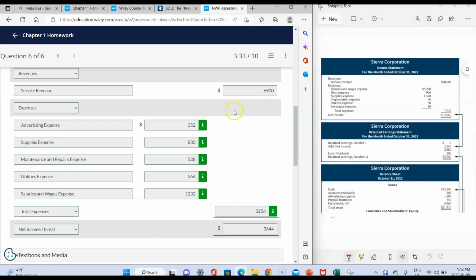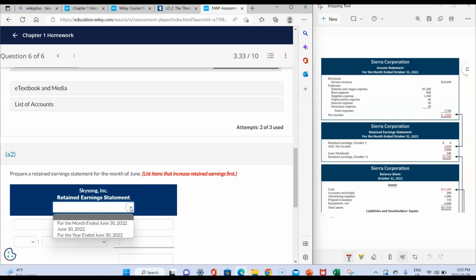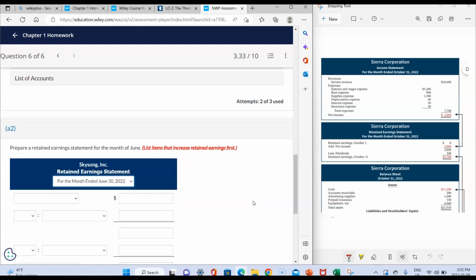So there we go. We've got revenue minus our expenses. We've got net income of $3,644. So I am now ready to go on to my statement of retained earnings. And just like the example here, whatever the time period is for your income statement, that's going to be the same thing for my statement of retained earnings. So it was for the month of June. In this particular question it's for the month of June, maybe a different time period in your homework question. So watch out for that. You've got to read the nitty gritty.